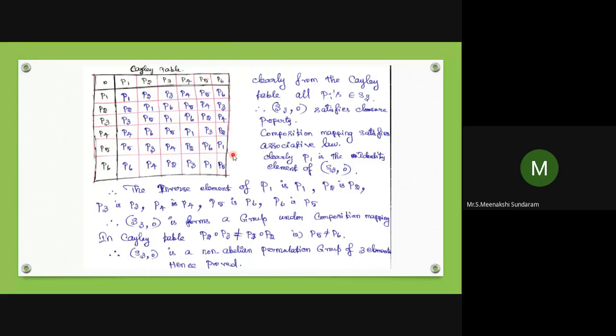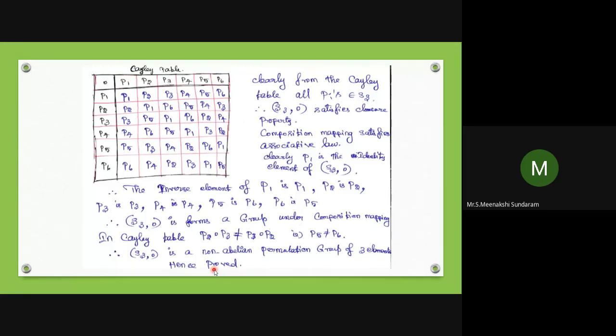Okay, try to check the commutative law. Already I told you, for the matrix you can take the transpose and you get the same answers if it is possible. Here you have to check the diagonal values. 1, 1. But here 2 and 3. Both should be the same if it is abelian. But in 3, you get 2. So P2 composition P3 is not equal to P3 composition P2. That is, P5 is not equal to P6. Therefore, S3 with composition is a non-abelian permutation group of 3 elements, hence proved.